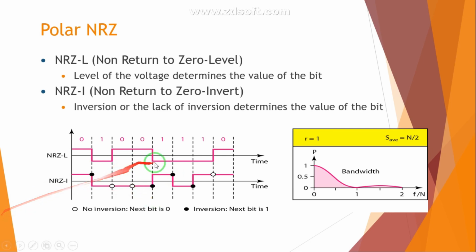Now the next bit is a 1. Earlier it was plus voltage, so now it is going to make a transition to negative voltage. Again the next bit is 1. 1 in the sense what? Inversion. Earlier it was negative voltage, now it would invert and be positive voltage. But for bit 0, no inversion is there. So hope you understood your polar NRZ.